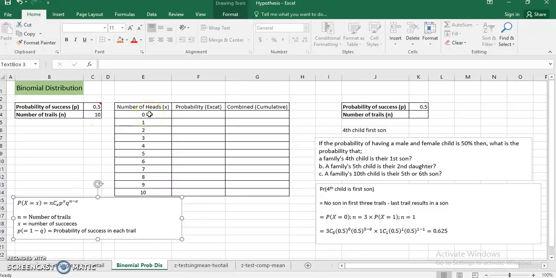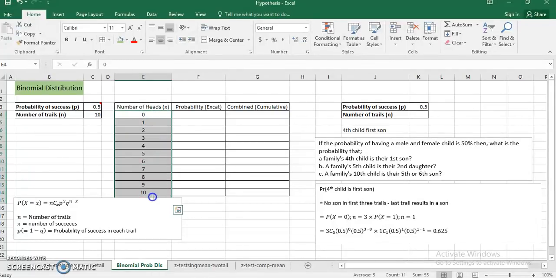So what is the probability of getting 0 heads, 1 head, 2 heads, 3 heads, 4 heads, 5 heads, 6 heads? So these are all the possible values which my random variable X can take. So it has to be defined by capital X. So the number of heads is given by capital X.